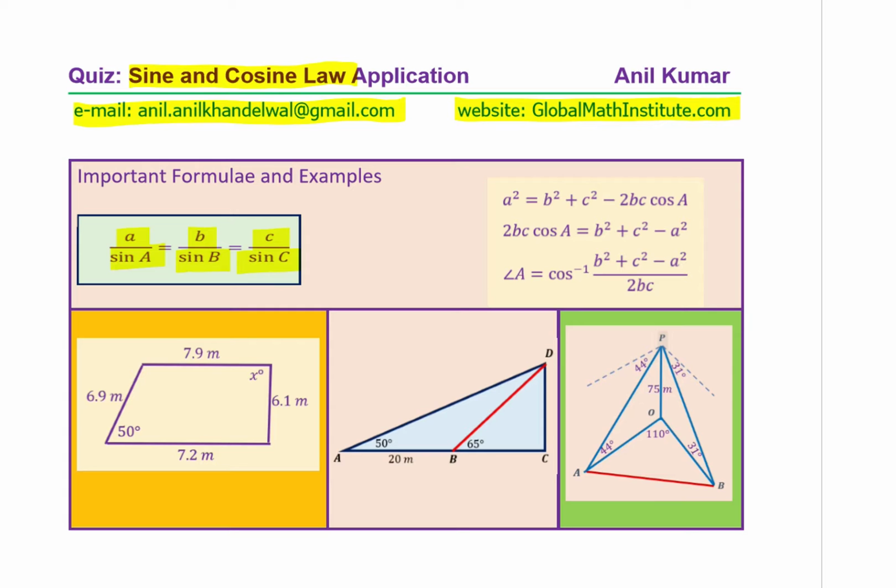The cosine law formula for the sides is a square equals b square plus c square minus 2bc cos A. Now this formula can be rearranged. So you can bring 2bc cos A to the left side. You get b square plus c square minus a square. And dividing by 2bc, we get cos A, and the angle A once we find the cos inverse. So you can find the side or the angle using cosine law.